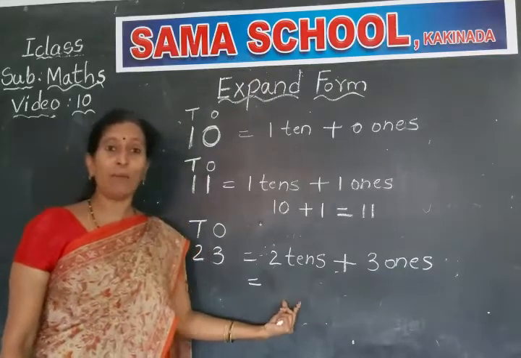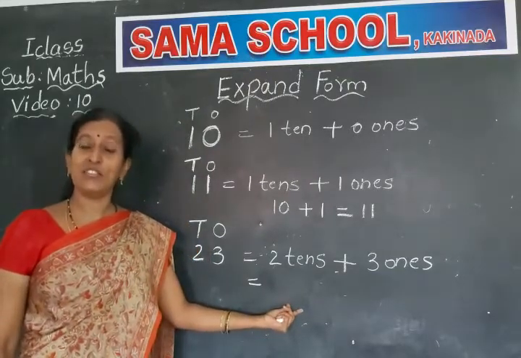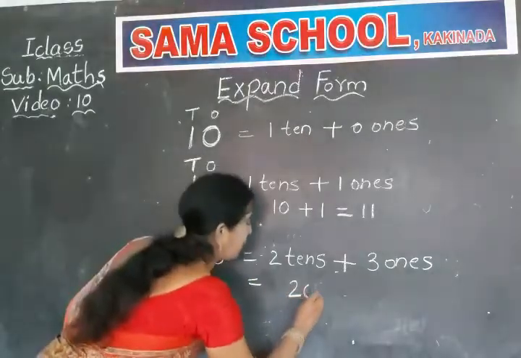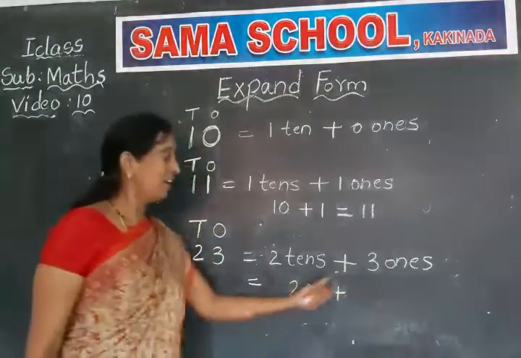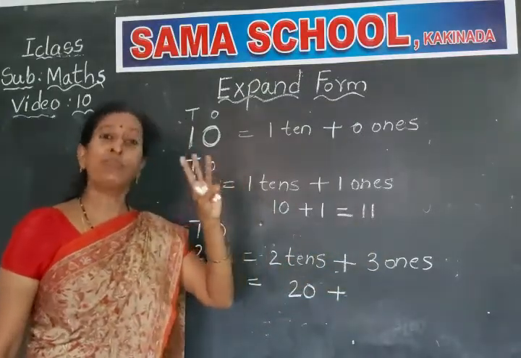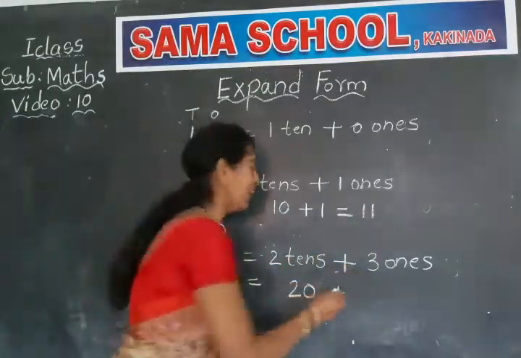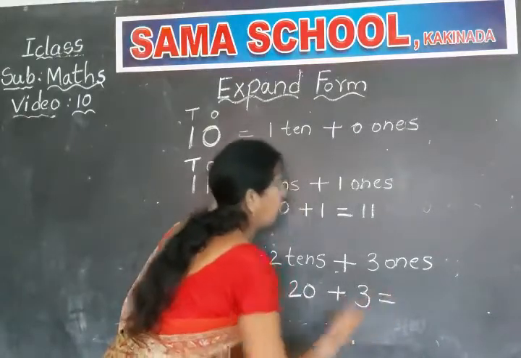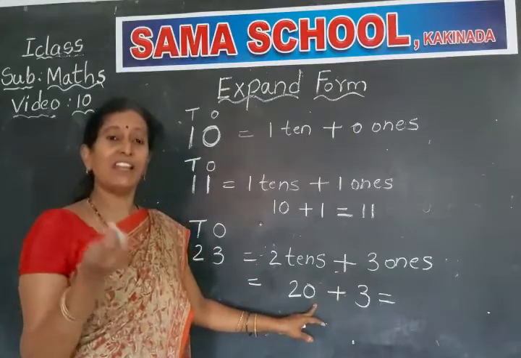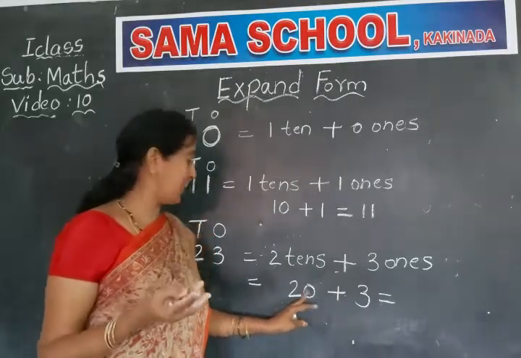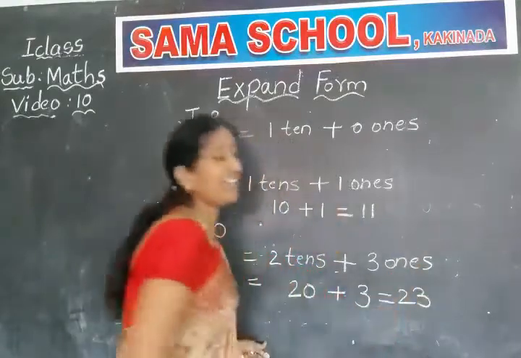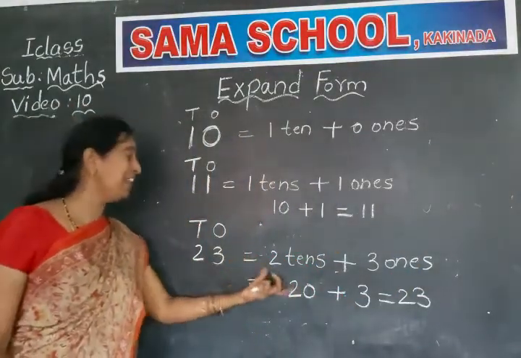Do you know the 2 table? 2 tens are how much you say? 20. So 2 tens means 20. Plus how many ones here? Only 3 ones. 1, 2, 3. So you write as only 3. Now you are going to 20 plus 3. Keep 20 in your mind. You will learn addition later. 20 plus 3. 23. That means you expand that number.